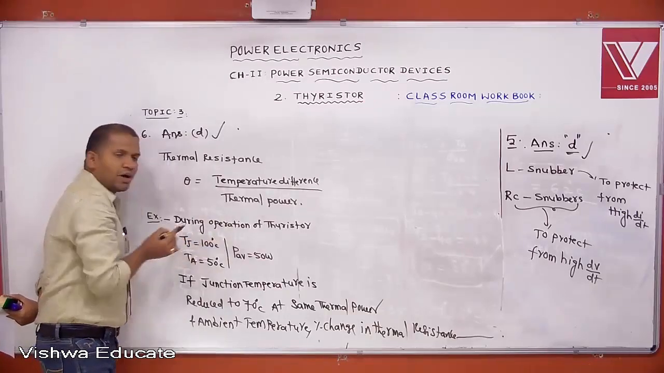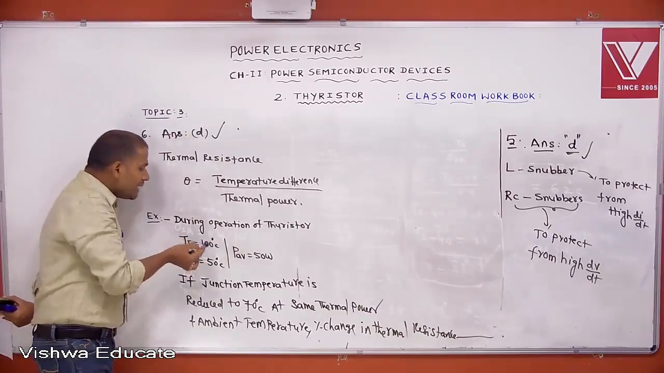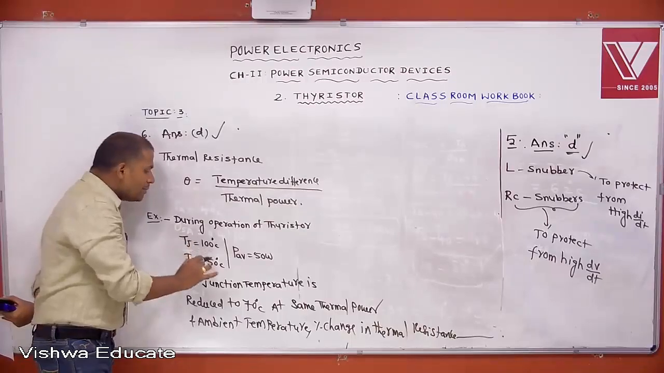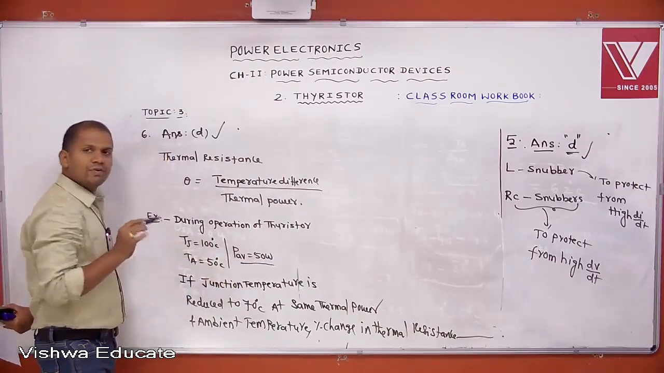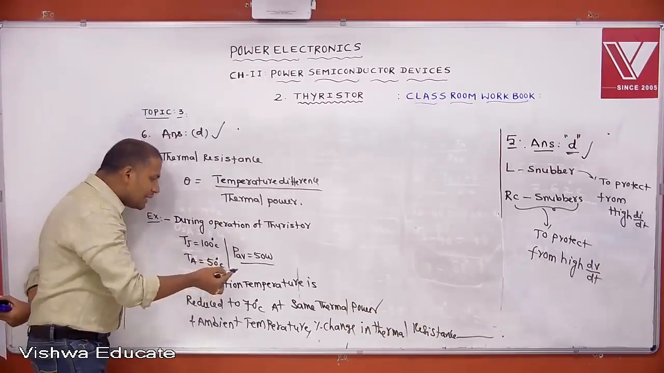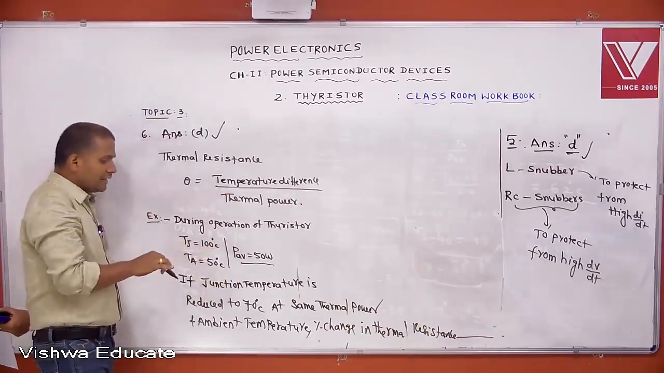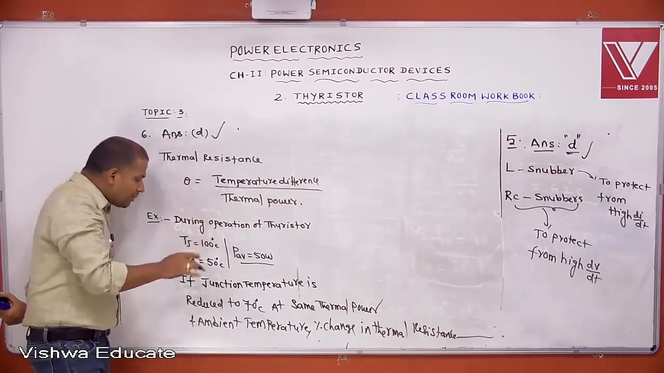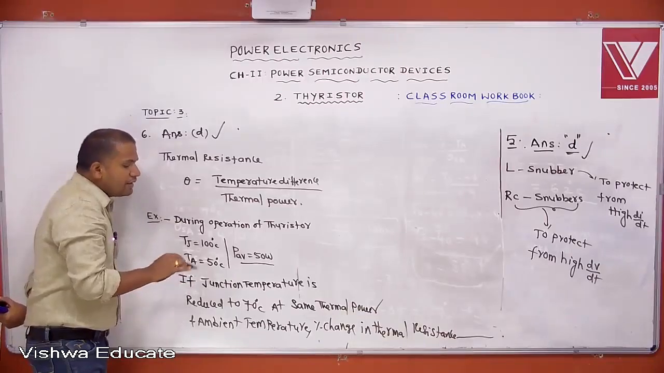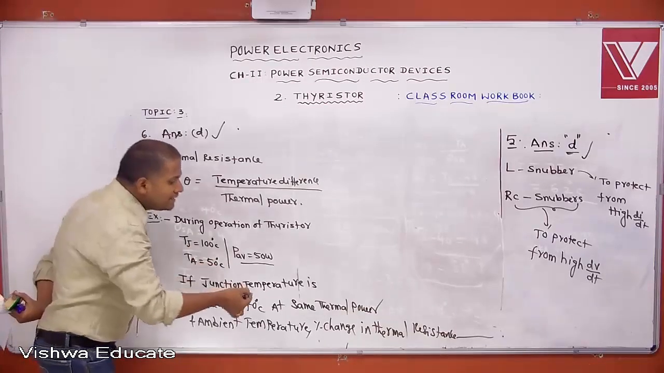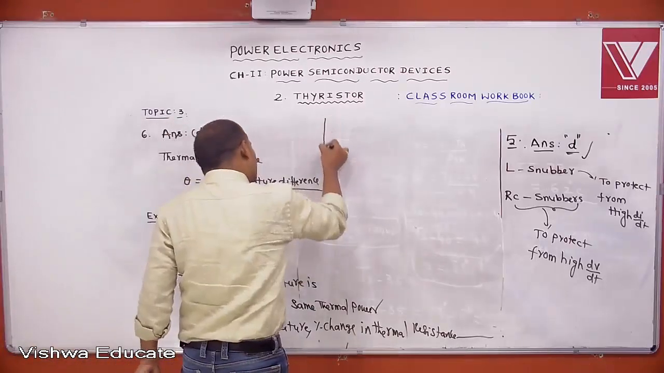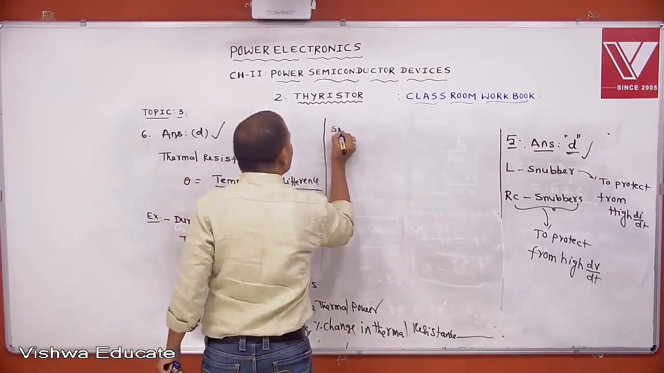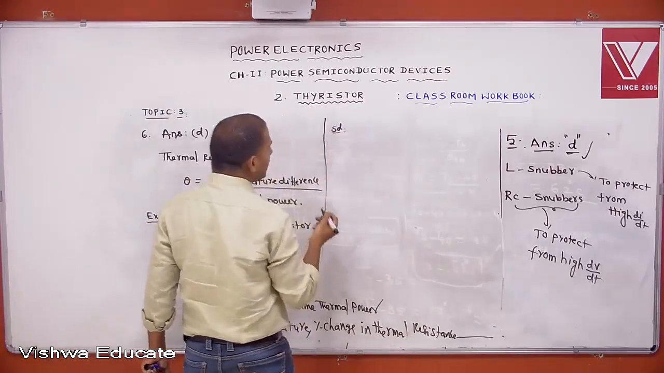During operation of thyristor, junction temperature is 100 degrees centigrade. Ambient temperature is 50 degrees centigrade. In that case, average thermal power is 50 watts. If junction temperature is reduced to 70 degrees centigrade at same thermal power and ambient temperature, then percentage change in thermal resistance is dash. Can you answer this one? How to get the answer? You tell me.